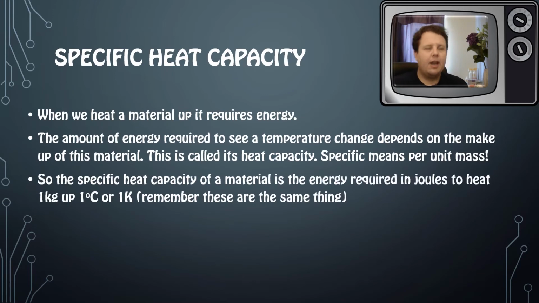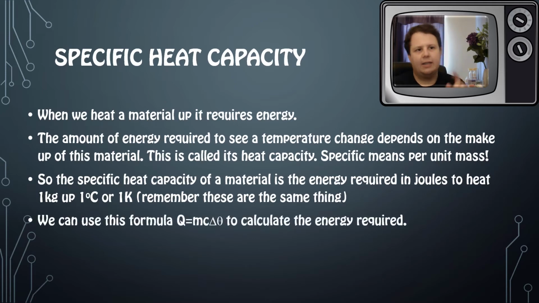Now, the definition, you need to learn this, is the amount of energy required in joules to heat 1 kilogram up 1 degree Celsius or 1 Kelvin, because remember we said that's the same. Now as a formula we write it like this: Q equals mc delta theta. Now we're introducing here 2 Greek letters. Now the delta, that just means change.